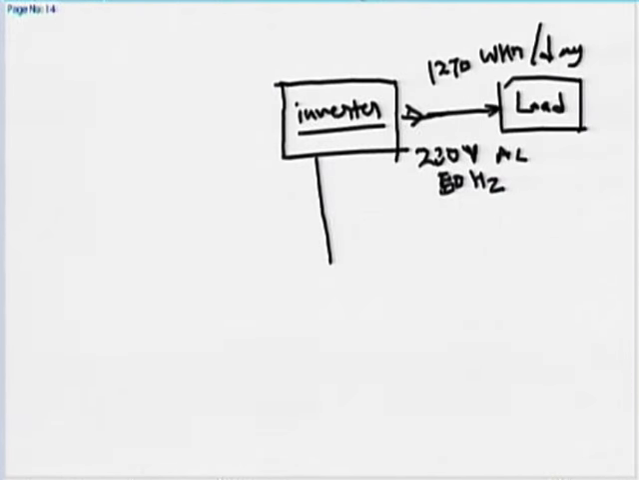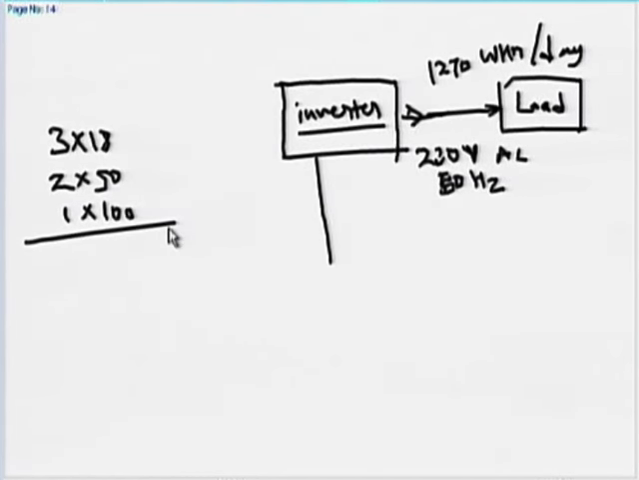So total power your inverter needs to supply is 3 into 18, 2 into 50, 1 into 100. How much is this total? 254, right. So 254 is the watt that your inverter must be able to supply. This is the worst case when all your loads are connected together.